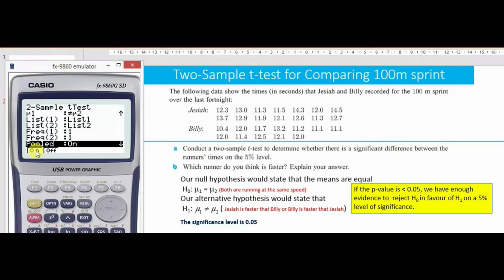Let's click on the execute button and that is the answer I'm getting. The value of p is 0.025133748, and I will also like to highlight there are two more values which we are going to use for part B. This x1 here is the mean of the time of Jessia, 12.57, and x2 is the mean time for Billy. So we will have to look at the mean time to explain our answer in part B. But before that, let's look at part A.